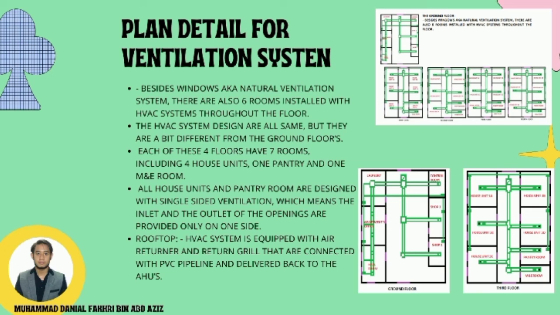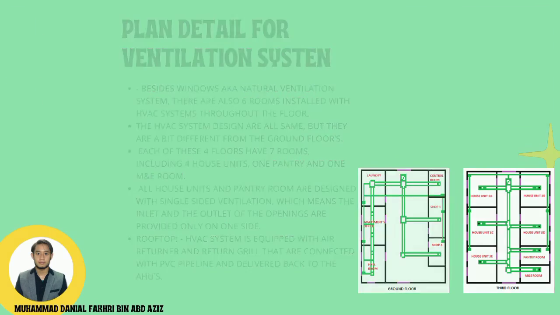Last but not least, the rooftop HVAC system is equipped with an air returner and return grill that are connected with PVC pipeline and delivered back to the house. Moreover, return grills are installed in every room, including toilets in the house units, to circulate air and allow the residents to breathe more fresh air.